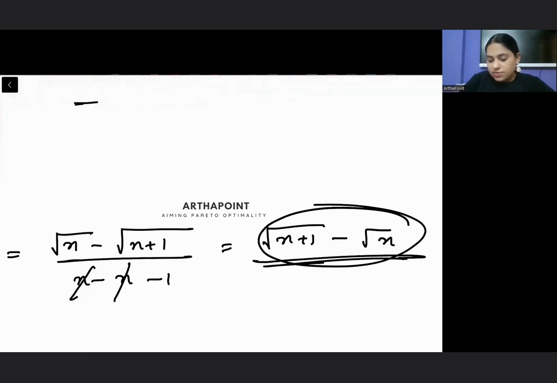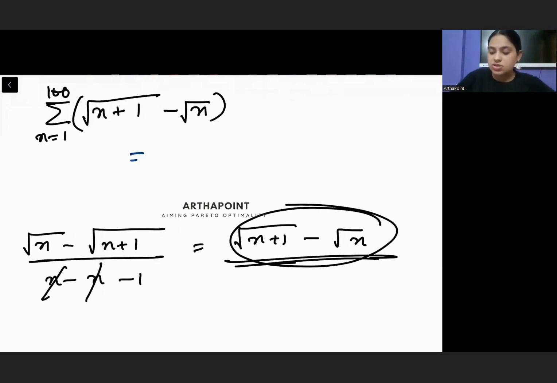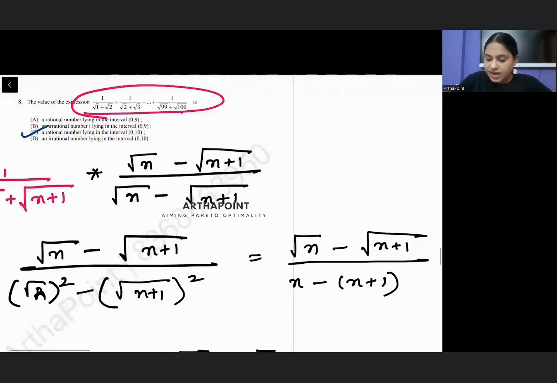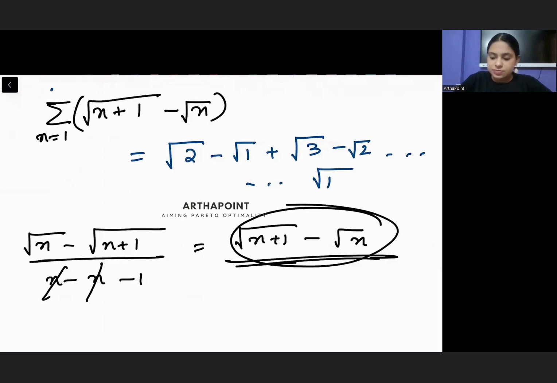So now I need to sum this, and my n goes from 1 to 100, and I need to sum root of n plus 1 minus root of n, right? And if I just plug 1 here, it is going to be 1 plus 1, which means under root 2 minus root 1. Then if I put 2 here, under root 3 minus root 2, and so on. If I put 100 here, no, this is going till 99. The last term is 100, right? So this is going till 99 here, n plus 1 is 100.